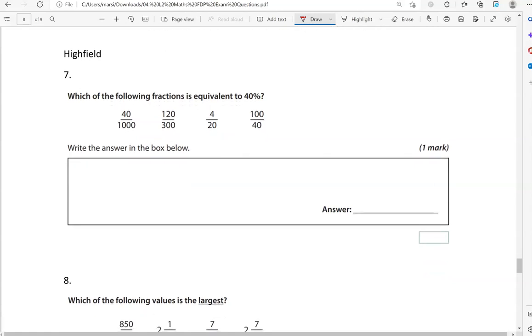Which of the following fractions is equivalent to 40%? So 40%, that is 40 out of 100. Percent, again, means out of 100. So I'll write it here. Do we have 40 out of 100 here? 40 hundredths? No, we don't. Is that the same as 40 out of 1,000? No, it's not. Is that the same as 120 out of 300? Let's see what's happened. The 100 has become 300, so multiplied by 3.